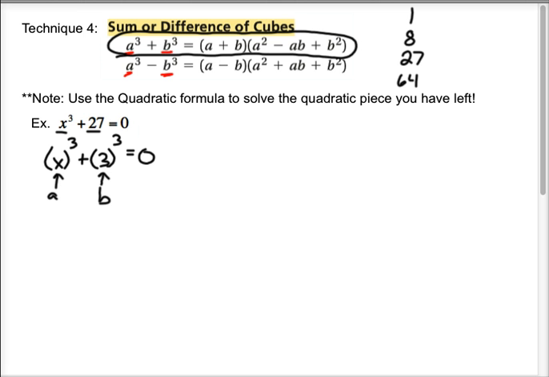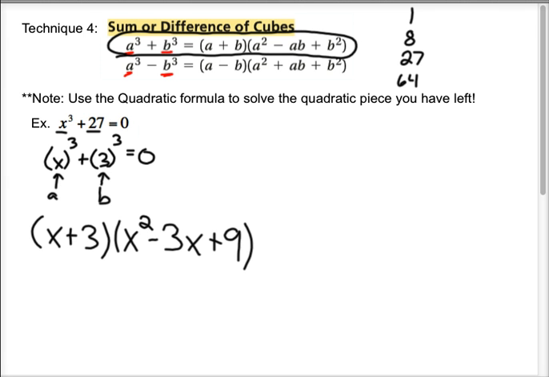And now all I really have to do is construct that formula. So I have A plus B. Well, in this case, that means x plus 3. Then I have A squared, so x squared, minus ab. Well, a times b is 3 times x, plus b squared. So plus 3 squared is going to give me 9.